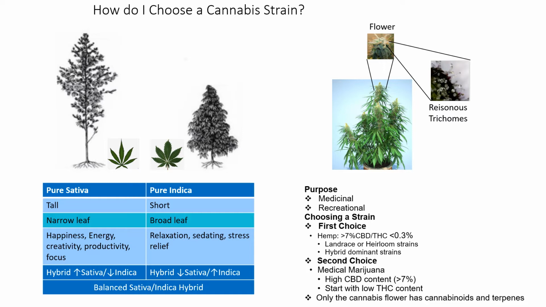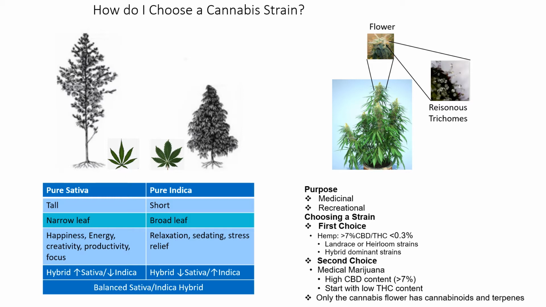In both cases, select pure landrace or heirloom strains. If not available, then select high sativa hybrid strain or high indica hybrid strain. Always ask the seller to give you a certificate of analysis so that you can know what you're buying at any particular moment. Finally, which plant part should your CBD THC be extracted from?